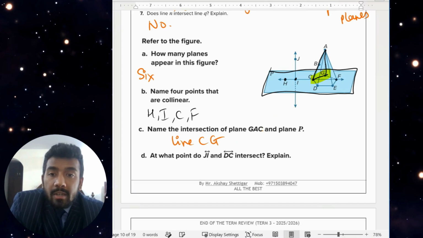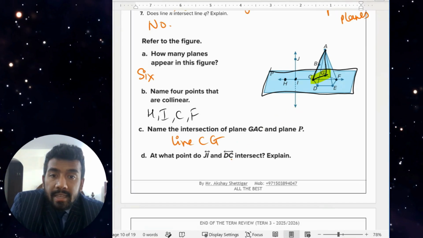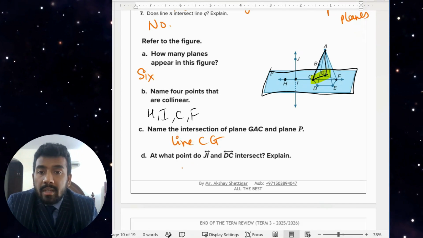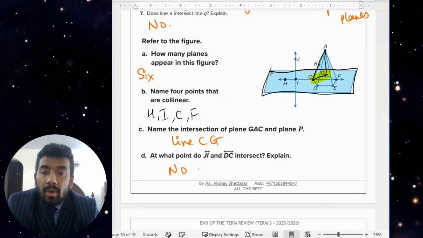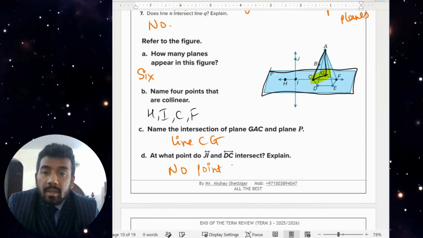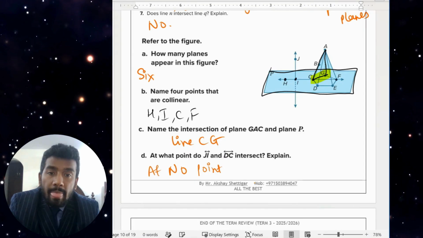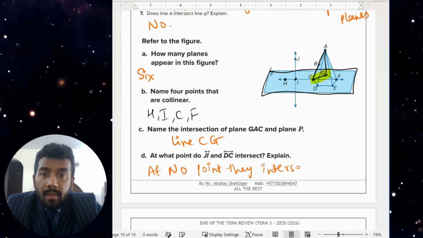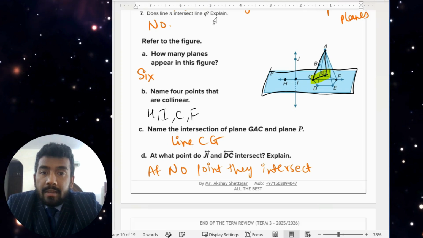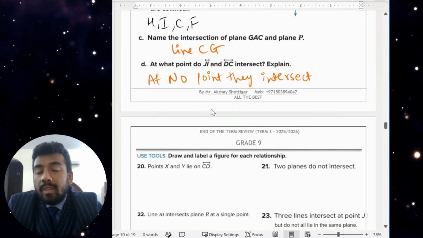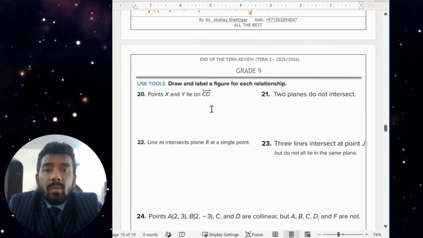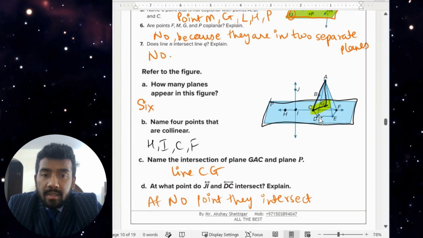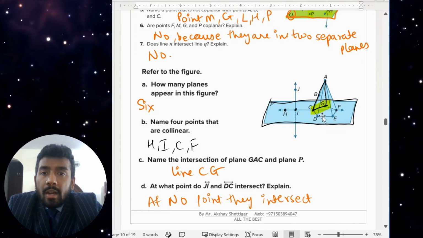Last one. At what point do JI and DC intersect? So JI and DC, do they intersect? No, they don't intersect. No point. At no point they intersect. Okay, that's with that figure. Let's go to the next one. If they want you to explain why they don't intersect, it's because they are two separate lines.